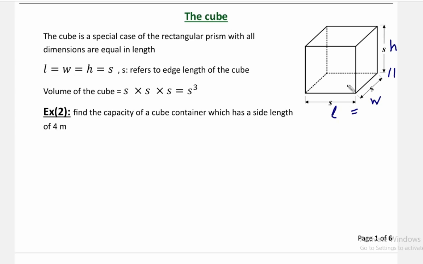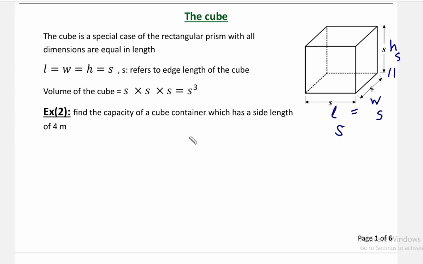In this case, we denote each dimension L, W, and H as S. Why? Because they are equal, and when you mention that the side is S, you know that the shape is a cube. Let's see an example.